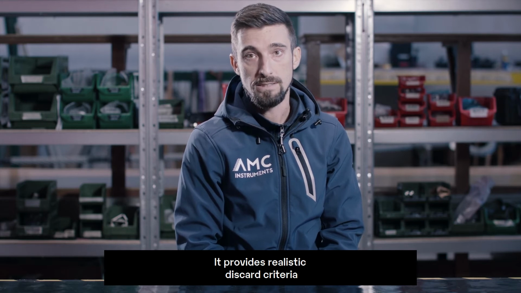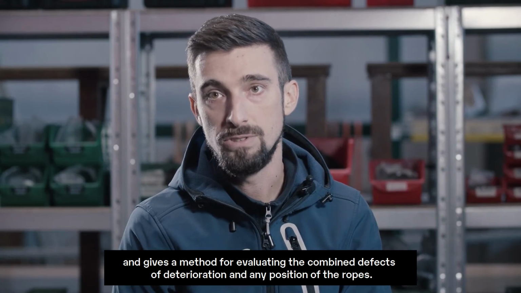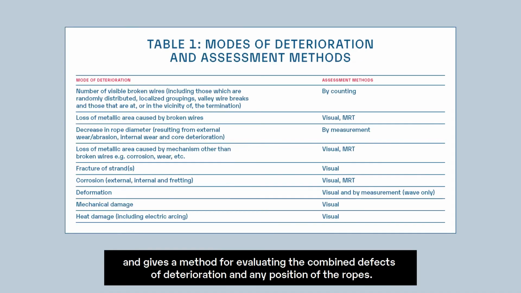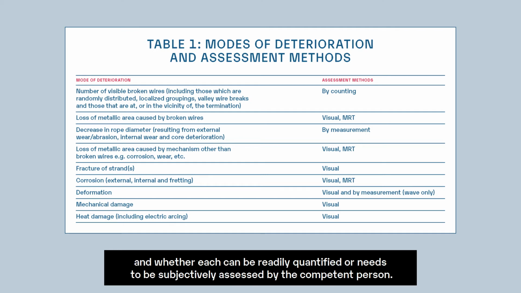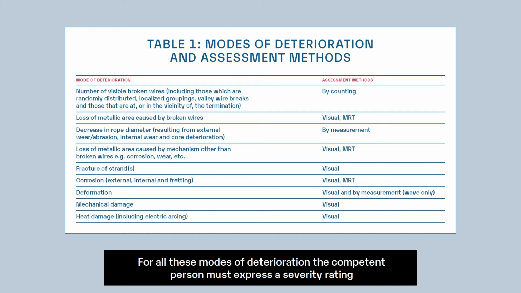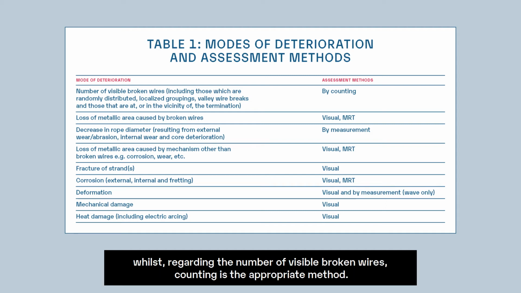It provides realistic discard criteria and gives a method for evaluating the combined effect of deterioration at any position of the rope. Table 1 of the standard lists the most common modes of deterioration and whether each can be readily quantified or needs to be subjectively assessed by the competent person. For all these modes of deterioration, the competent person must express a severity rating, which is the result of the relative assessment method. For example, regarding the reduction in diameter, the measurement is necessary, whilst regarding the number of visible broken wires, counting is the appropriate method.